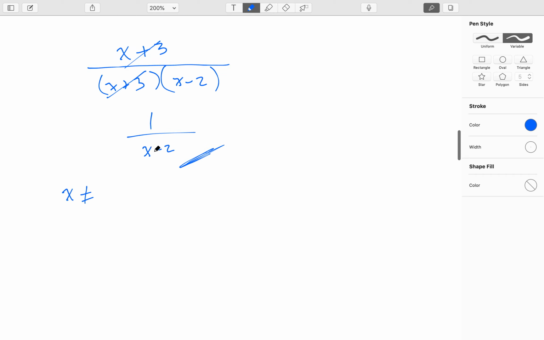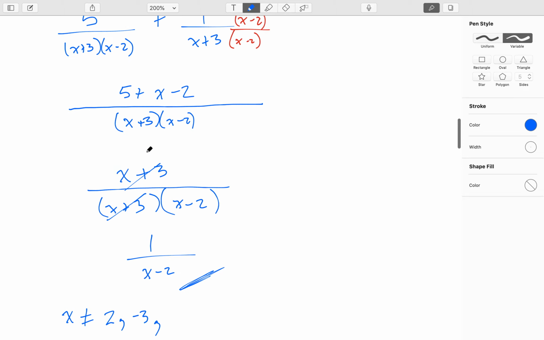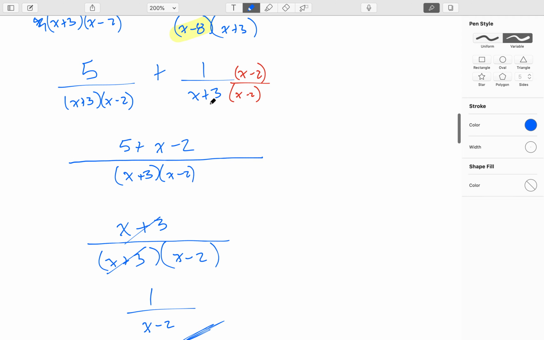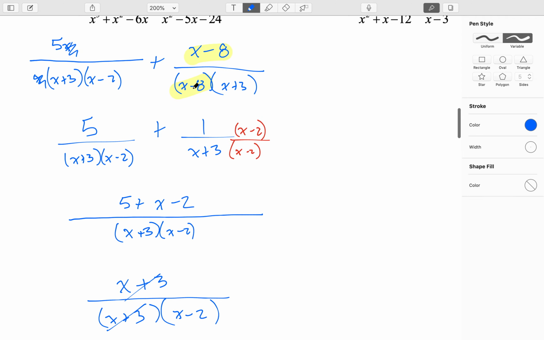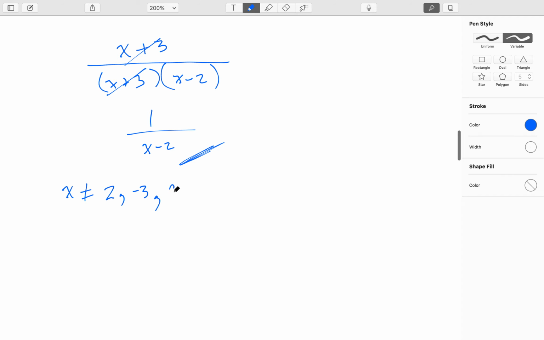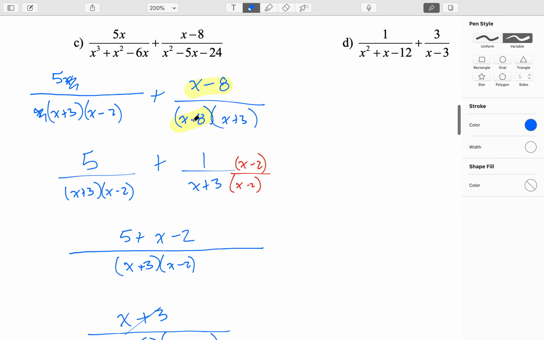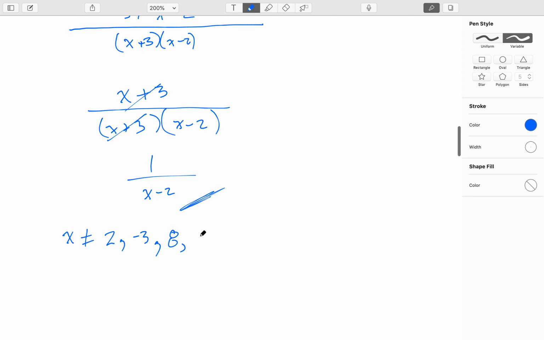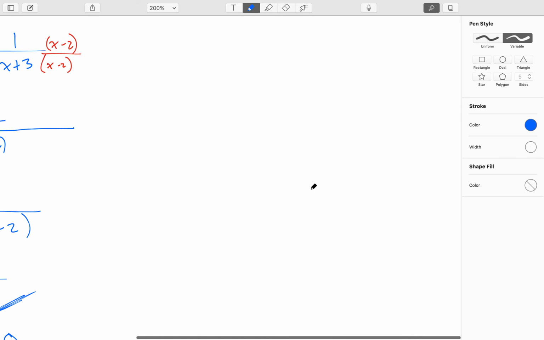X cannot equal, well, I know it's not positive 2. I also know it's not minus 3. What else? 3, 2, 3, 2, 3, 2, 3, 2, 8. There it is. Positive 8, right? Because if I had plugged in 8 into here, it would have given me 0 over 0. And oh, there was also an x here. I scribbled it out. I should have highlighted it. But if you put in a 0 for the x there, that's another restriction. 4 restrictions. Okay.